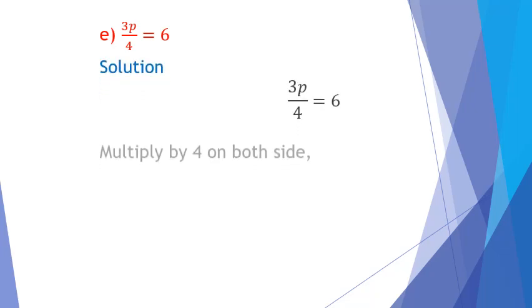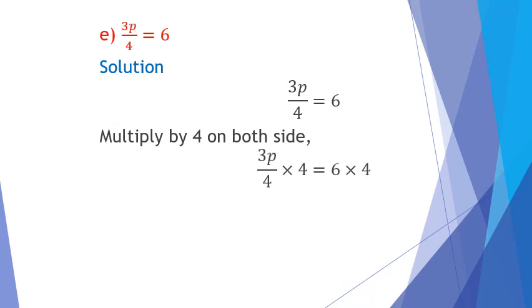Next question, question E, 3P upon 4 equal to 6. To separate 3P from 4, we can multiply by 4 on both sides. So, we get 3P upon 4 multiplied by 4 equal to 6 multiplied by 4. 4 is cancelled in the LHS. So, LHS becomes 3P and 6 into 4 becomes 24 on RHS.